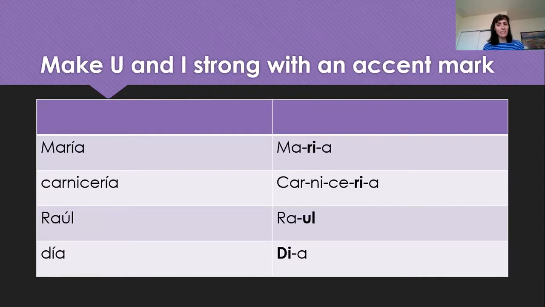Carniceria, that I has been separated from the A next to it with a written accent mark. It's been made strong. Raúl, in this case, the U is strong with an accent mark. It's not blending in with the A. Dia, we've emphasized the I. Maria, carniceria, Raúl, dia.